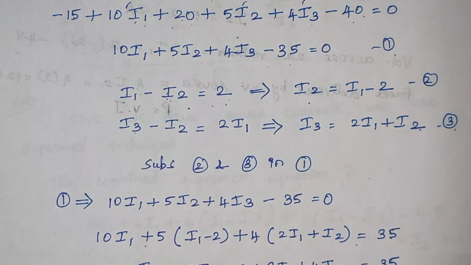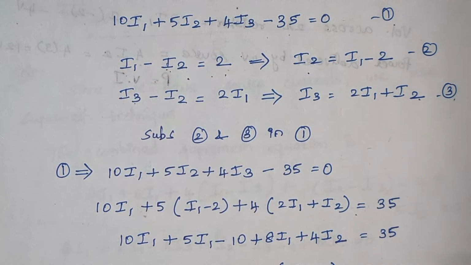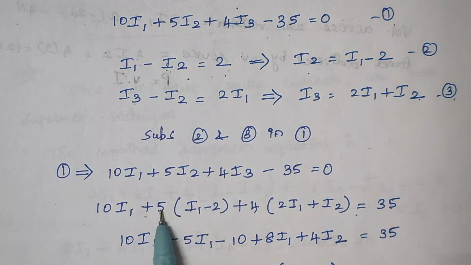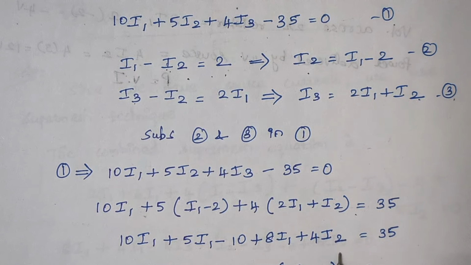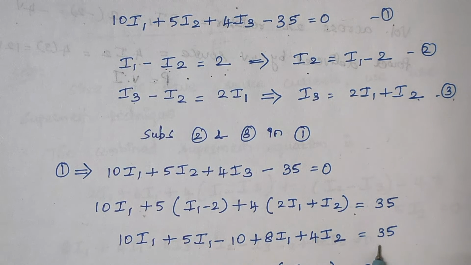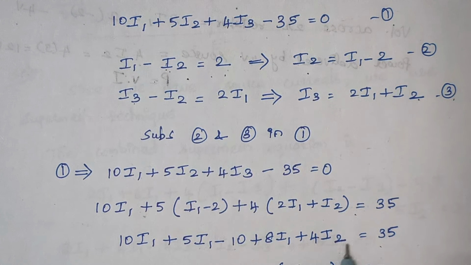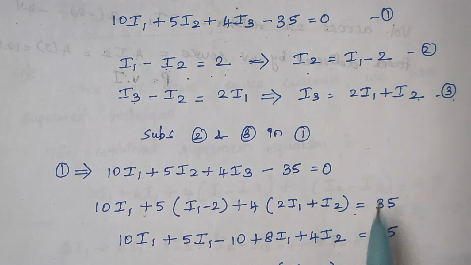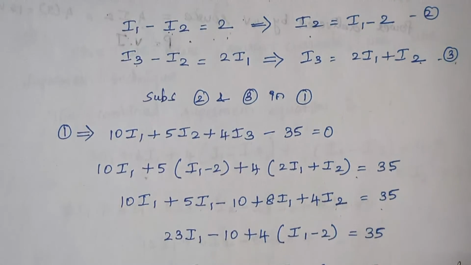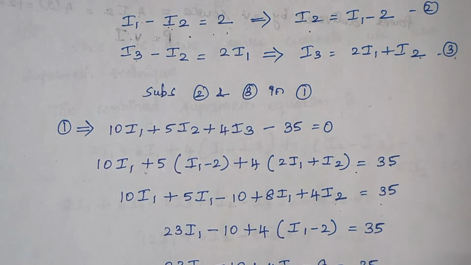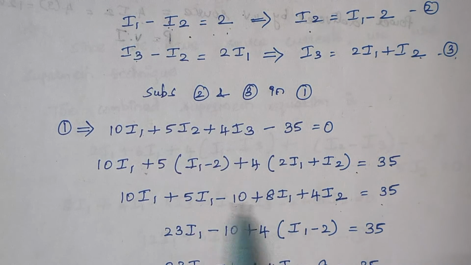The next step is to simplify. 10 I1, and 5 into I1 is 5 I1, 5 into minus 2 is minus 10, and 4 into 2 I1 is 8 I1, and 4 into I2 is 4 I2, equal to 35. Anyway, I need only I1, therefore again I am replacing I2 as I1 minus 2. So here I am simplifying the equation.